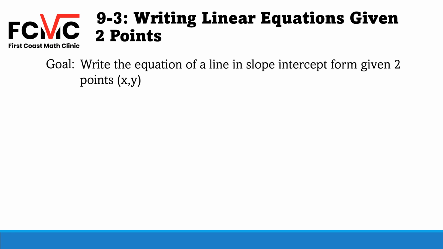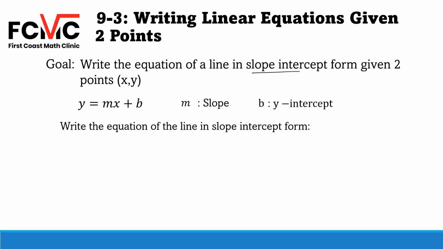Now we're going to work on writing the equation of a line in slope-intercept form given 2 points, x and y. So we know our general form for an equation in slope-intercept form is y equals mx plus b, and we care about two pieces of information. We care about the slope m, and we care about the y-intercept b. Well, how do we find that if we know our set of points? So for example, if we've got (3, 7) and (4, 5). So we obviously need to find m and need to find b. So how are we going to organize this?